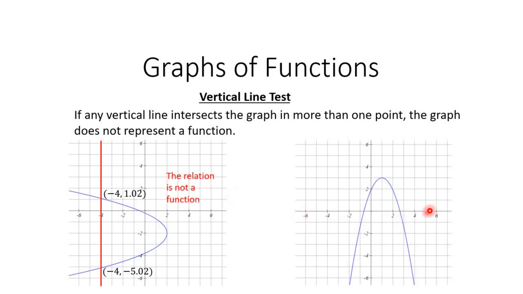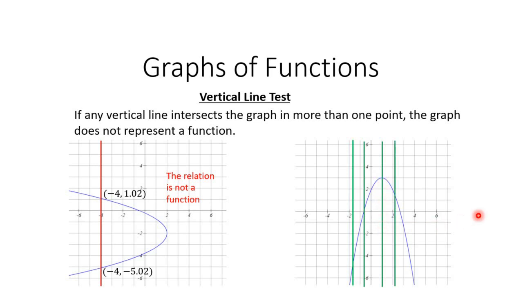On the other hand, for this second parabola, no matter which vertical line you draw, an ordered pair gets intersected and no other ordered pair gets intersected. So if you draw a vertical line that intersects an ordered pair on this second graph, it intersects one and only one ordered pair every single time. Therefore, this relation is a function.